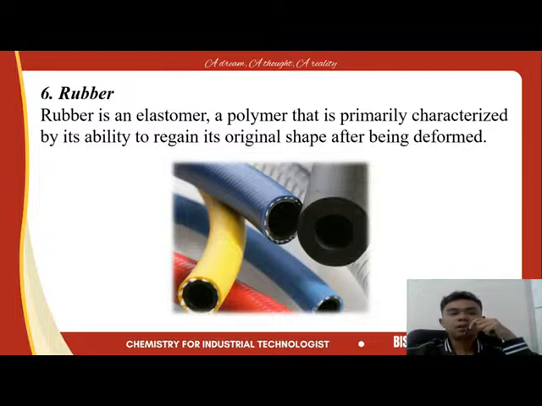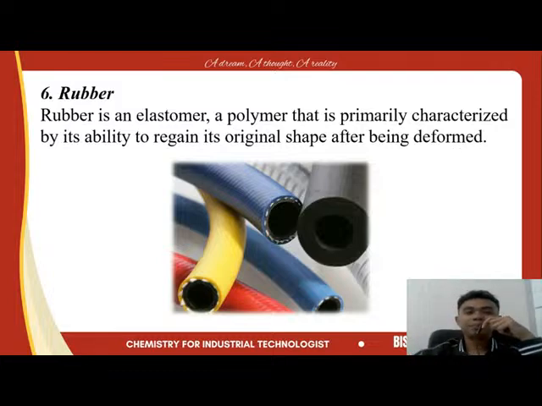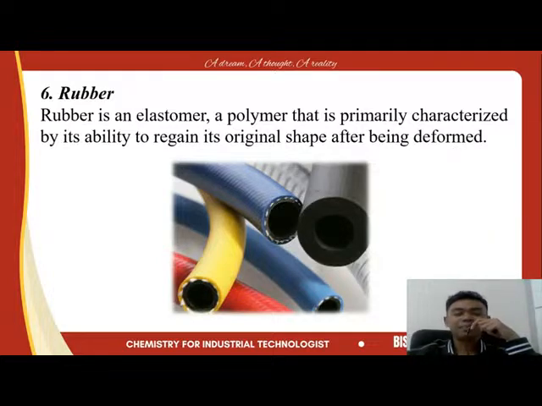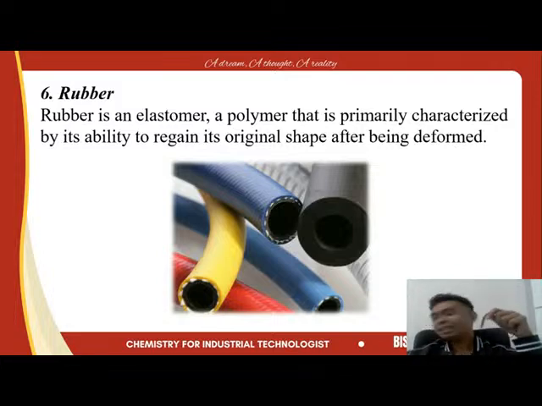The two broad types of rubber are natural rubber and synthetic rubber. By the way, please bear with my voice because I'm actually not feeling well right now. Please inform me if you can't understand my voice or kanang namoy kalibugan sa akong explanation because I'm not really in good condition right now. I hope that you will bear with me. So let's continue.